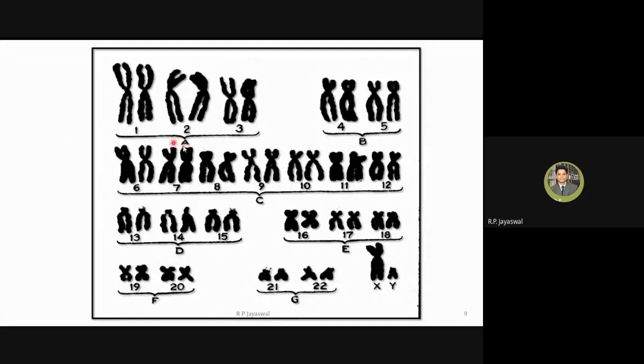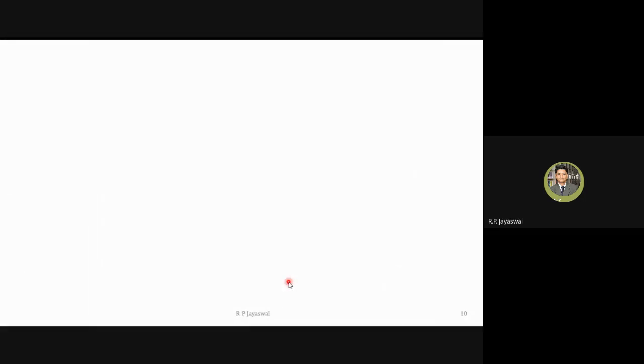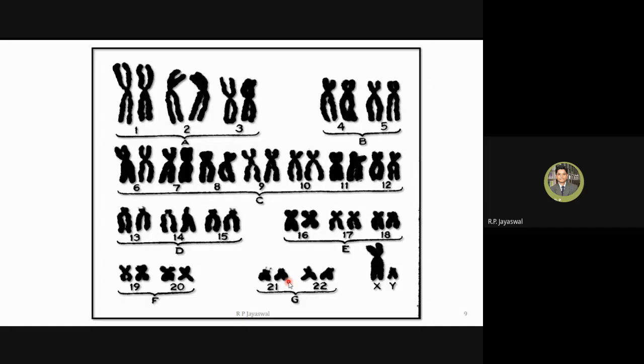But what you need to understand here is that this is the normal karyotype, where we can see all the chromosomes are in pairs. A has three chromosomes, B has two, and C has six. D group has three, E again has three, and F and G have two chromosomes in a set.